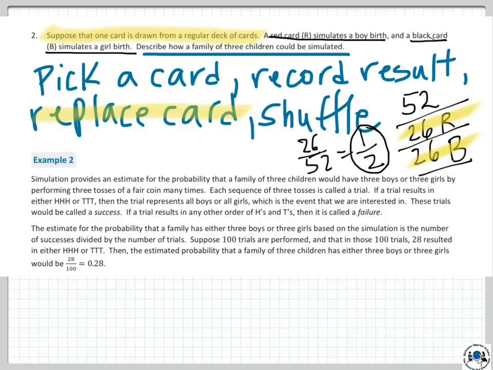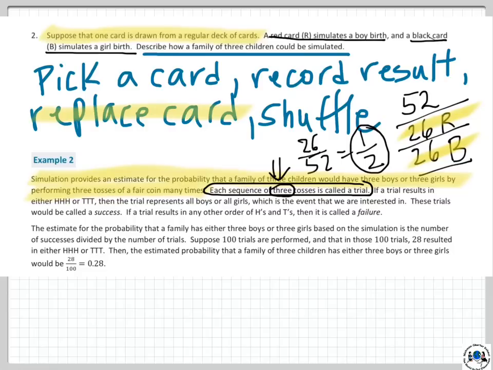Now example 2. Simulation provides an estimate for the probability that a family of 3 children would have 3 boys or 3 girls by performing 3 tosses of a fair coin many times. Each sequence of 3 tosses is called a trial. So here's another word: each sequence of three tosses is called a trial. And why 3 tosses? Well, 3 tosses to simulate 3 children.